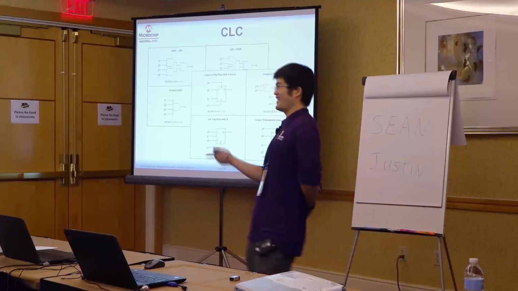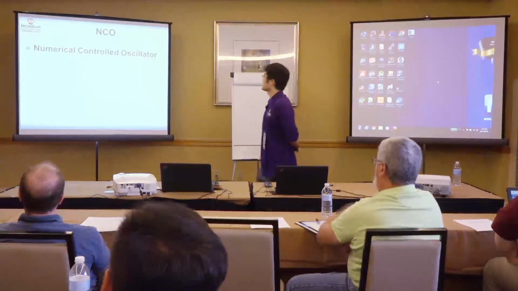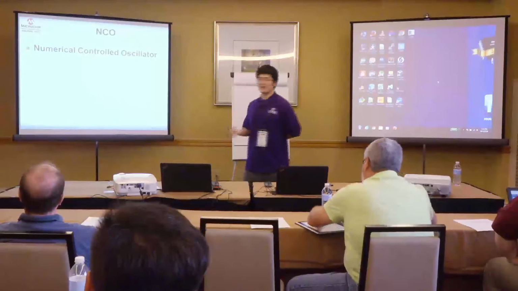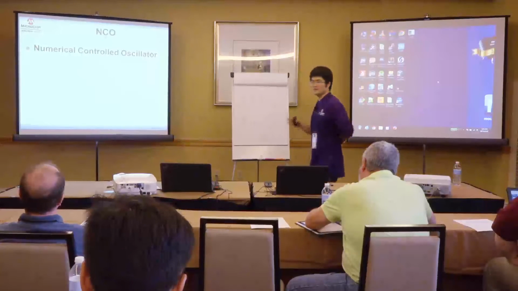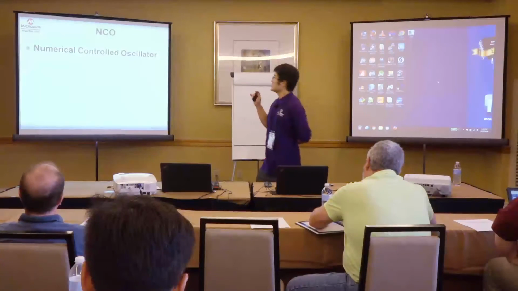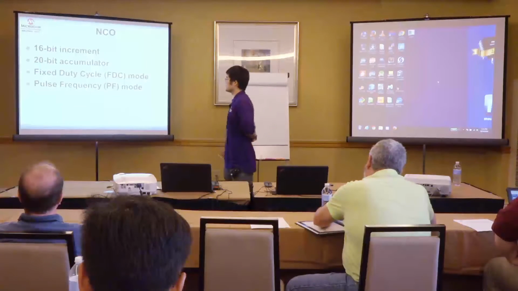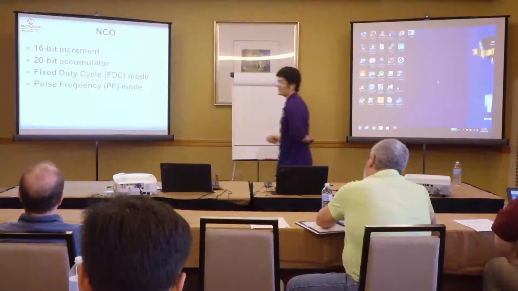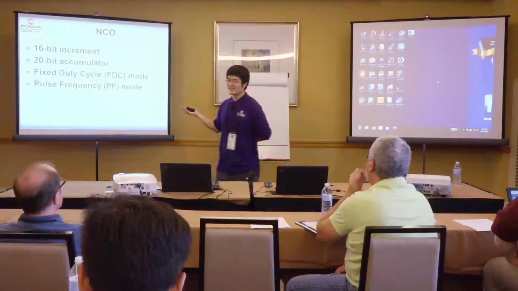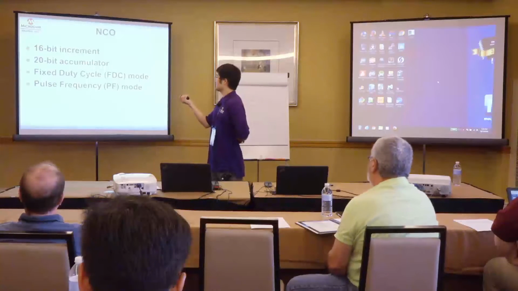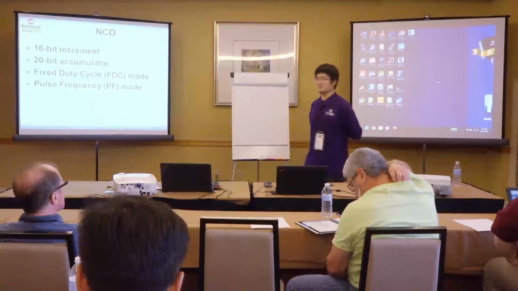Awesome. I know you might get bored because you haven't seen this, right? But now there's a new one. The NCO, numerical controlled oscillator. This is nothing new, right? I believe most of you have already either heard about this or used this before. The NCO is nothing but a 16-bit increment with a 20-bit accumulator. So it's kind of like a counter, keep counting, right? And then we have a 20-bit accumulator sitting there as your bounds.